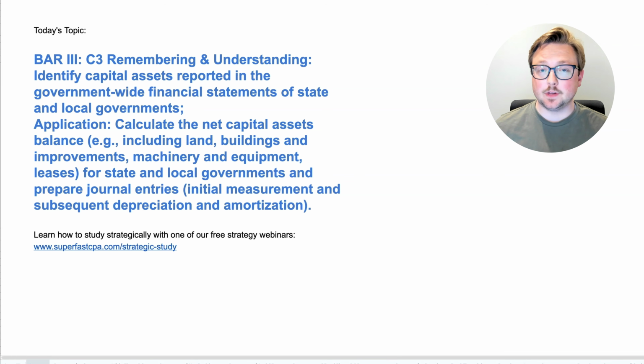I'm Logan, and in today's video, we're going to be going over BAR Area 3, Section C3, and we're going to be going over both tasks in this area. First is remembering and understanding: identify capital assets reported in the government-wide financial statements of state and local governments. We'll also cover application: calculate the net capital assets balance, including land, buildings and improvements, machinery and equipment, and leases for state and local governments, and prepare journal entries for the initial measurement and the subsequent depreciation and amortization.